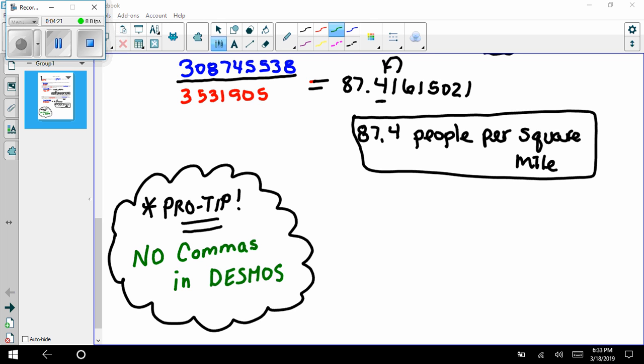And that's all you need to know about population density. Have fun solving problems.